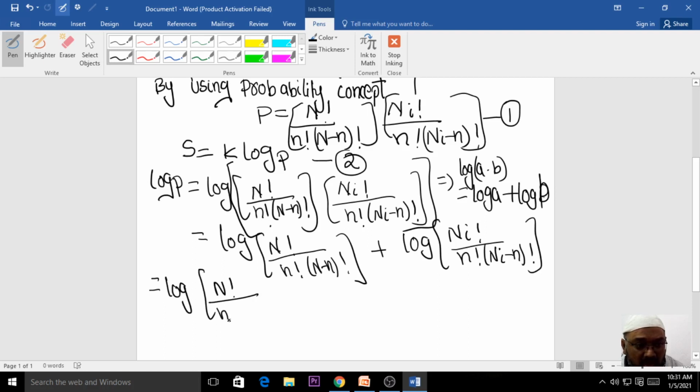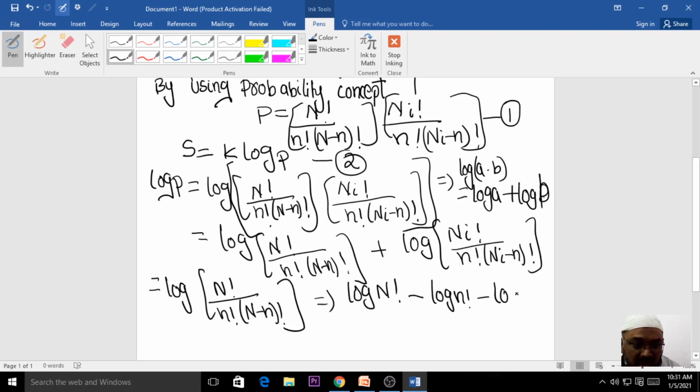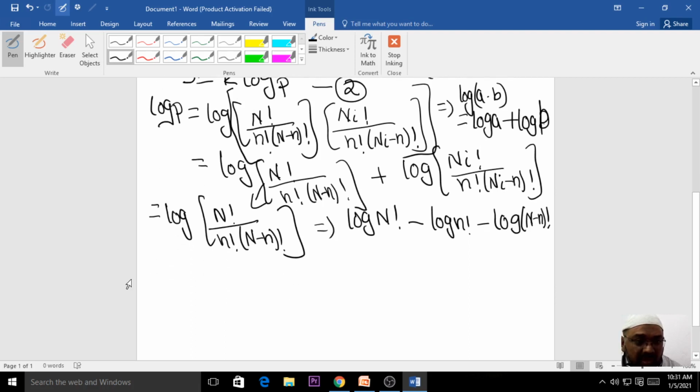Log of N! by n! into (N − n)!. So I think this resembles the same shortcut effect we have done. See, log N! minus log n! minus, directly I'm doing it, log (N − n)!. So we are just taking this first term here. We just expanded the first term here. So the next term will be the next one. Individually we'll do it and then we'll add it, right?